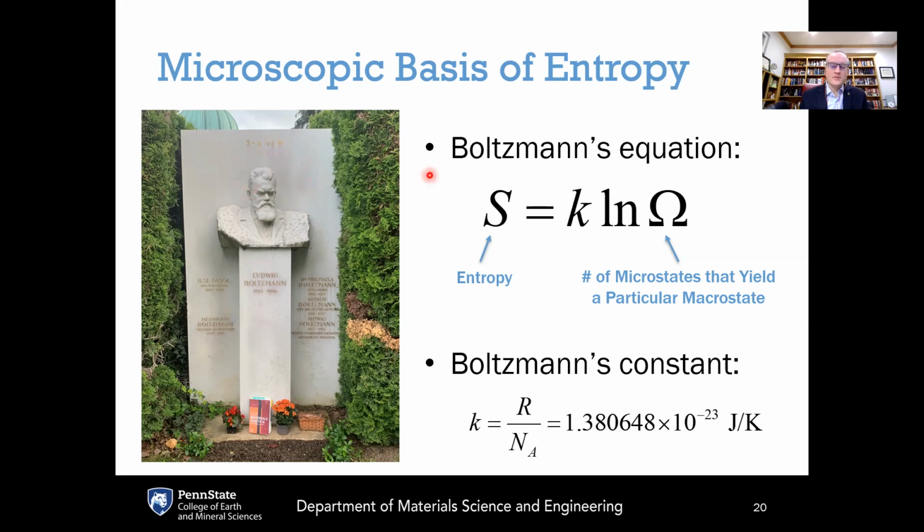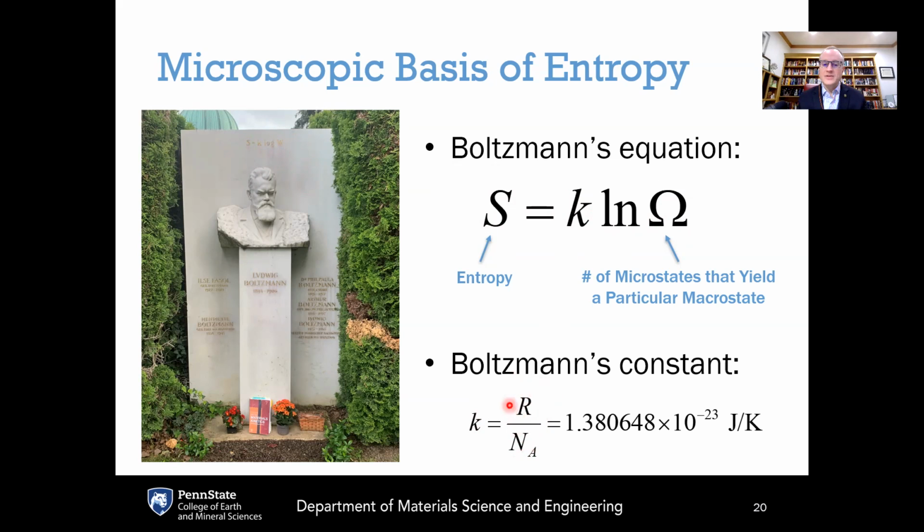This is Boltzmann's equation for entropy, where he stated that the entropy of the system here, S, this is not delta S, this is S, the absolute entropy of the system, is equal to some constant, Boltzmann's constant k, times the logarithm of the number of microstates that yield a particular macrostate. Boltzmann's constant k, as determined by Planck, is just the gas constant divided by Avogadro's number.